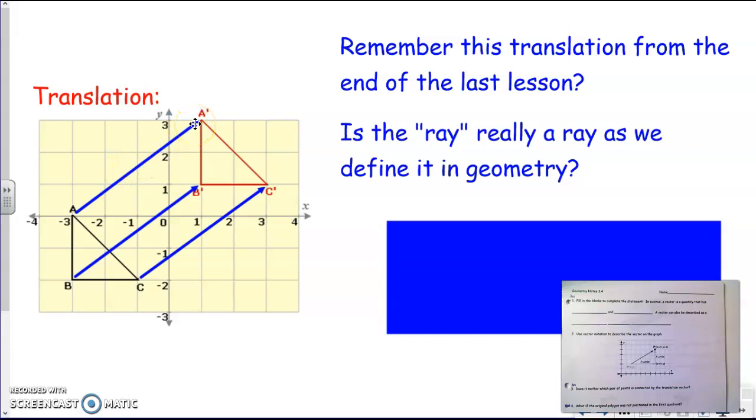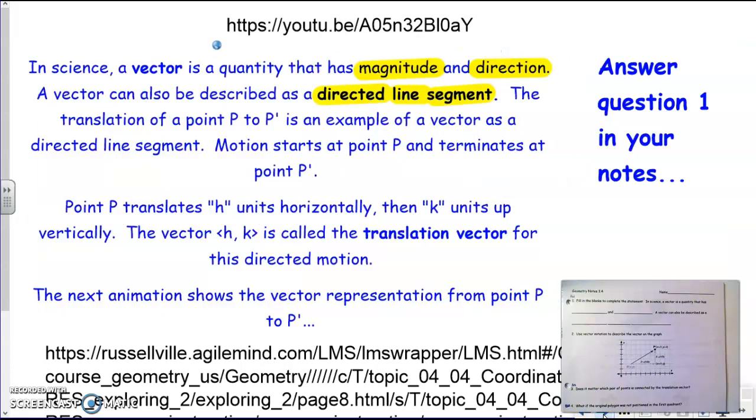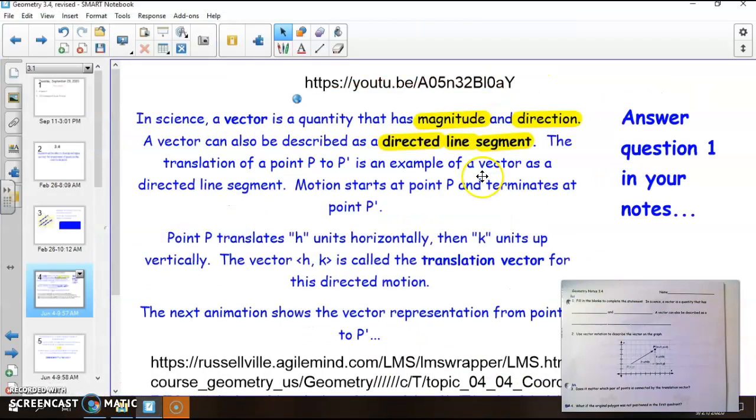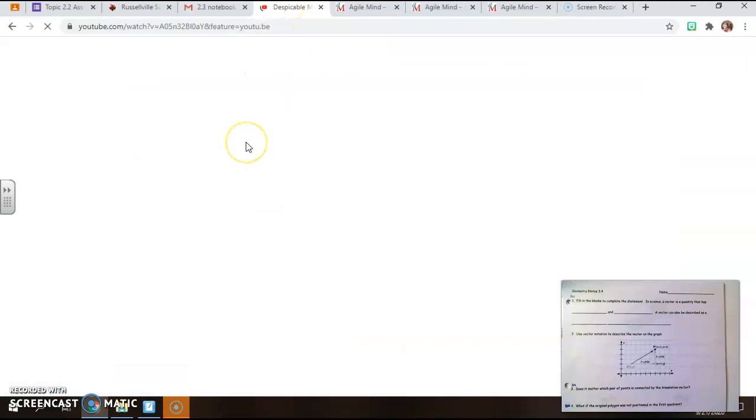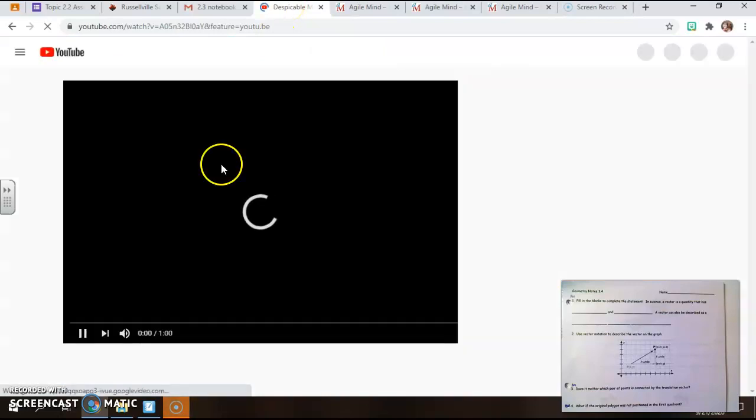And the answer to that is no. We're starting at A and we are ending at A prime. So that is not a ray as we define it in geometry. That is actually what we call a vector. So I want to just show you a little short video clip that you may already be familiar with. You may have seen this movie at some point in your life, but this kind of introduces us to our term vector for today.